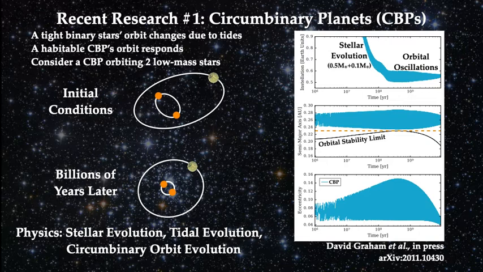The top panel is the insolation. Initially, it's varying mostly due to the stellar evolution as the stars approach the main sequence, but at later times, you can see that the amplitude of the insolation oscillations damps, and that's due to the back reaction of the planet due to the orbital changes of the binary star. And you can see the actual evolution of the semi-major axis and eccentricity in the bottom two panels. If you're interested in this work, I encourage you to go check out the paper from David Graham, which is in press and available on the arXiv.